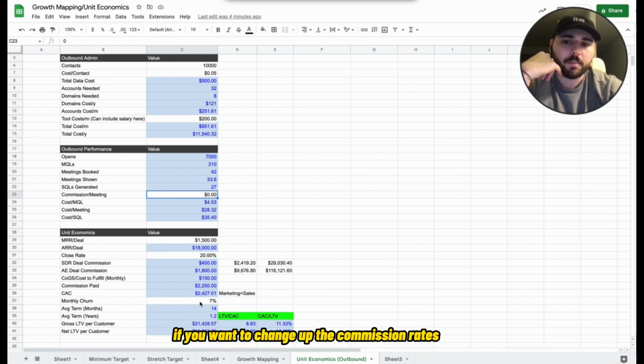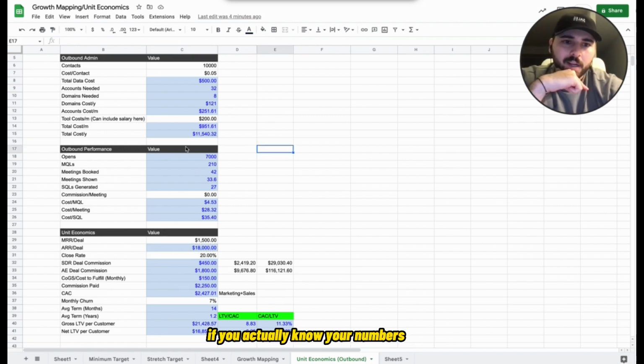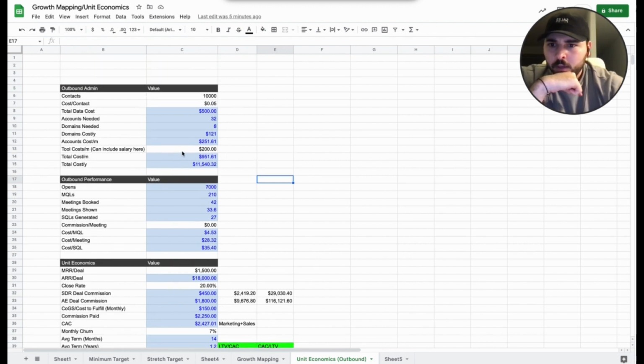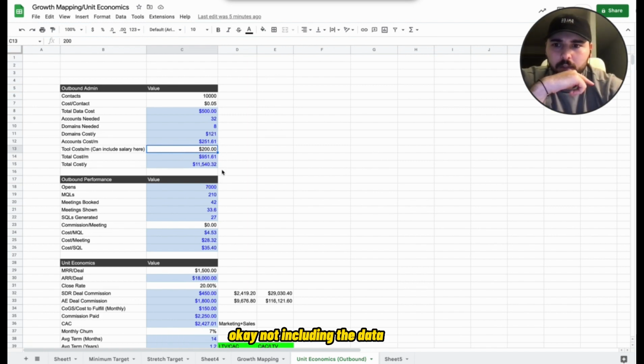If you want to change up the commission rates, just go in here and change the formulas or any other rates, if you actually know your numbers. Just go in and adjust the formulas. Okay. But anyways, your tool cost per month should be around $200, not including the data.